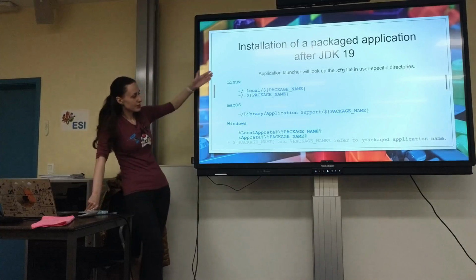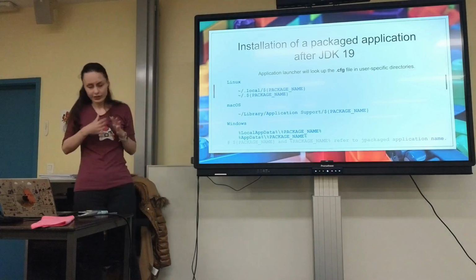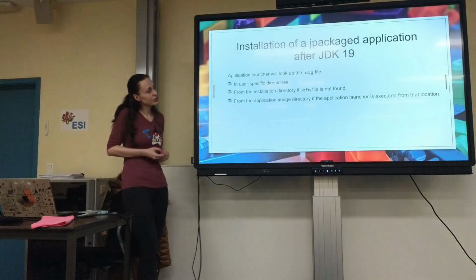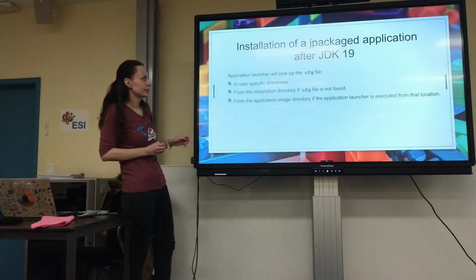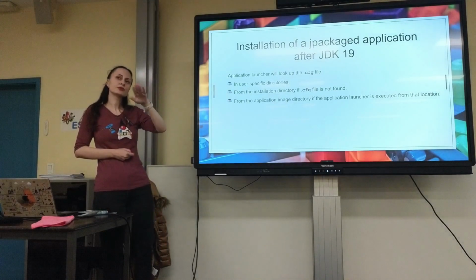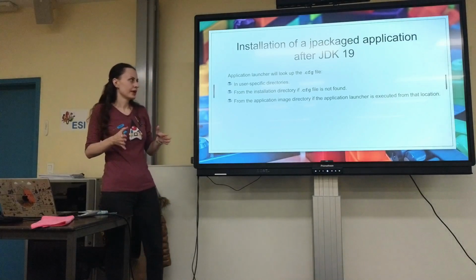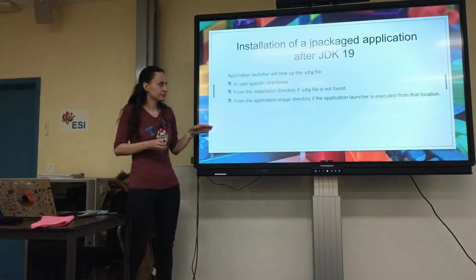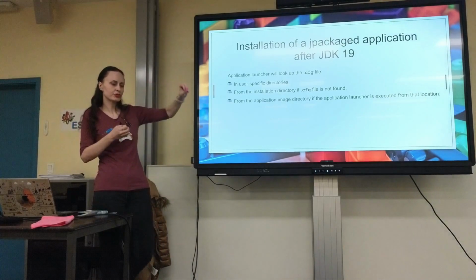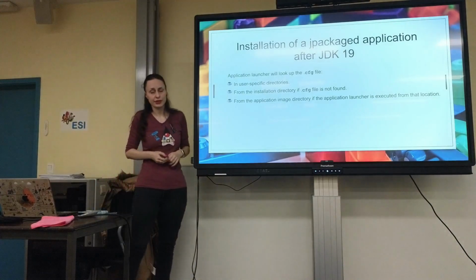So how is the installation going to be thought of? How is the .cfg file looked into? What are the ways to look into it? First of all, the application launcher will look for a .cfg file in user-specific directories, the ones from the previous slide. If there's no .cfg in the user-specific directories, then the installation directory is going to be the one called from the installation. So it's where you are saying, I'm installing this application here, is going to search for a .cfg file there.